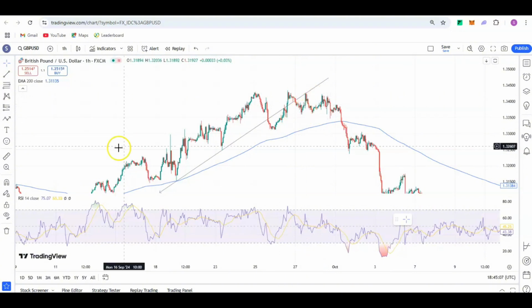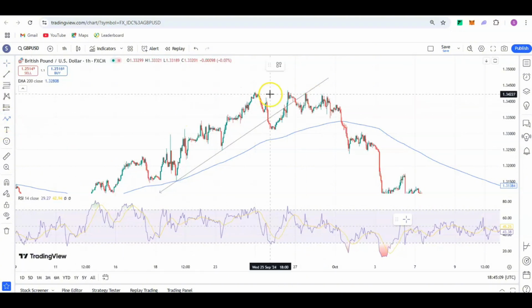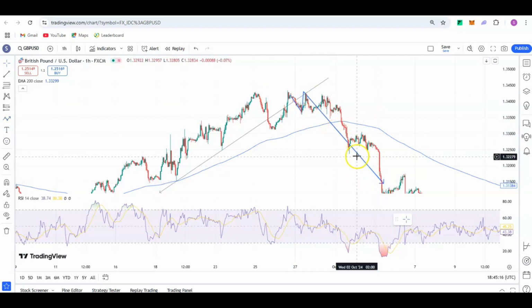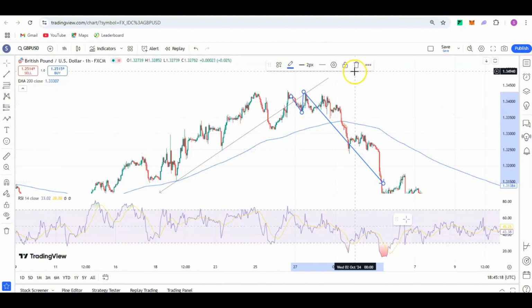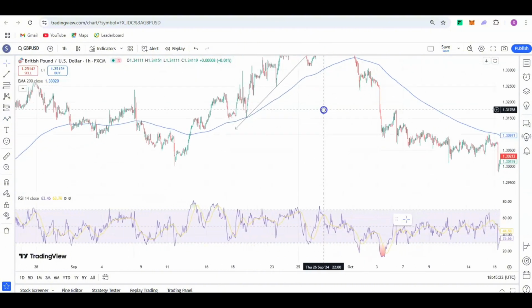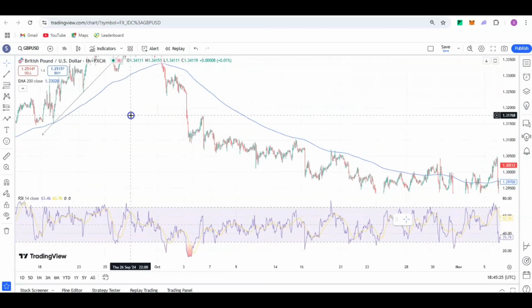After the breakout, what happens? Remember what I told you about break and retest. Break and retest, then boom, down. So it always happens. A lot of traders, including myself, enjoy using trendlines, because a trendline will show you so many things and it can help you win a lot.